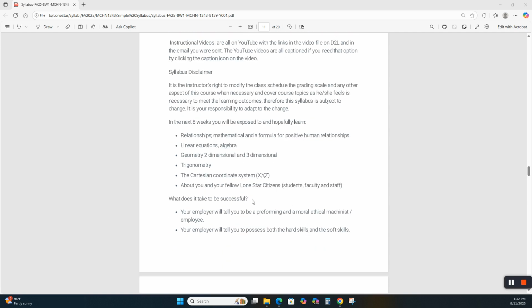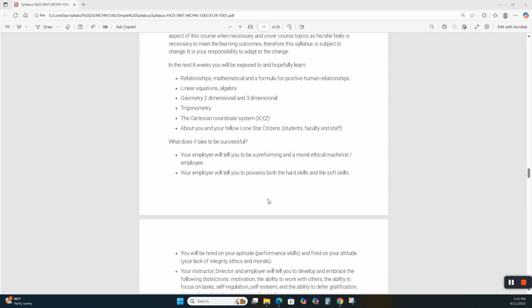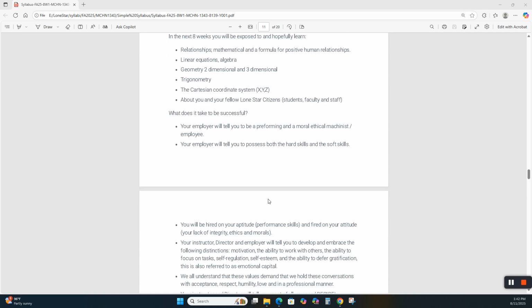All right. What does it take to be successful? Your employer is going to tell you to be a moral and ethical machinist and employee. Your employer is going to tell you to possess both the hard skills and the soft skills, and that's why we're doing Covey. You will be hired on your aptitude, I mean, it's what you can do for me, your performance skills. And you're going to get fired because of your attitude, your lack of integrity, ethics, and morals.